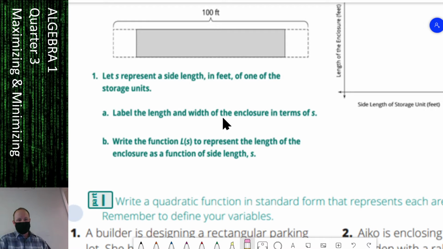And we've got a few steps here. Let S represent the side length of one of the storage units. And we're going to label those storage units. So just put S's along all these. They're squares. So S is all the same length, but we don't know what length it is. That's why we use a letter, a variable, right? So it can vary, it can change. Check, we did that. And then we're going to write a function right away.